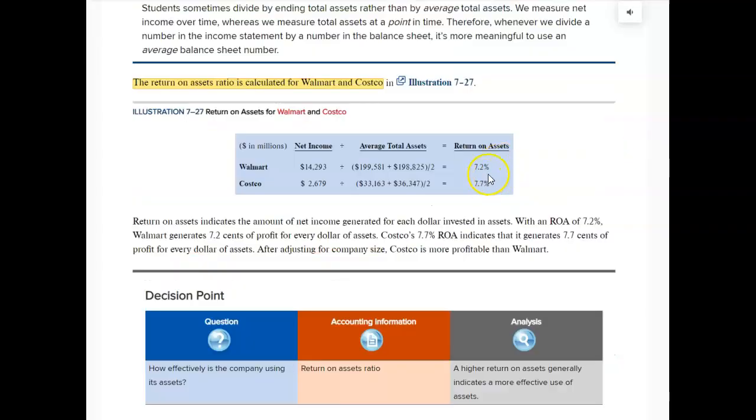So down here, Walmart has net income, and this is in millions, so over $14 billion, divide that by average assets, 199 billion right here. Return on assets, 7.2%. So they have all these assets invested in the company, and they're earning 7.2% on those assets. Costco goes a little bit higher, 7.7%. So this is a way to reflect how efficiently you're using assets to generate net income.